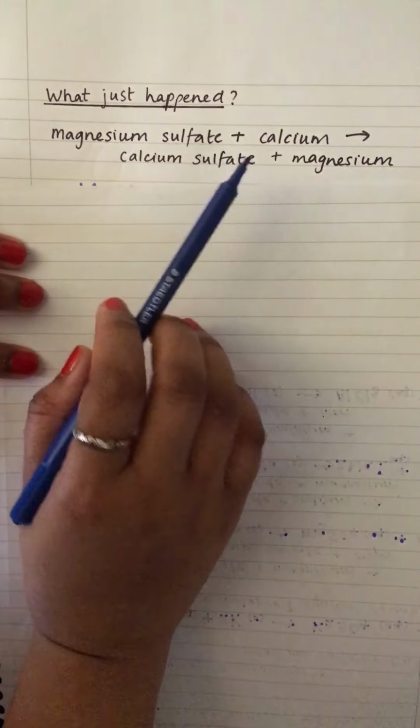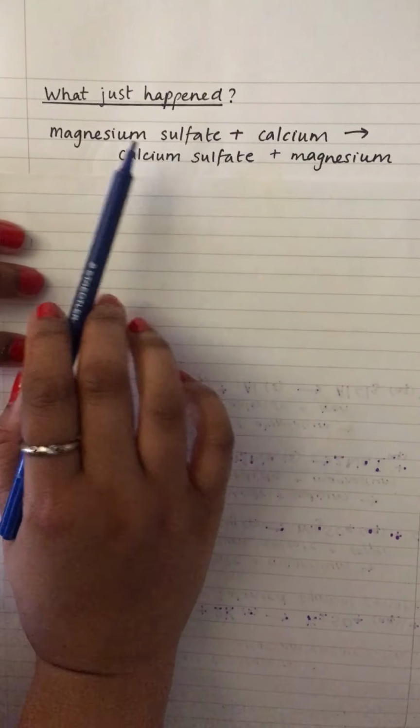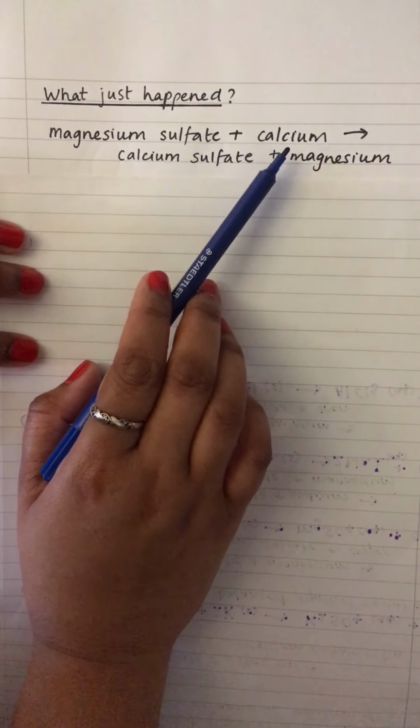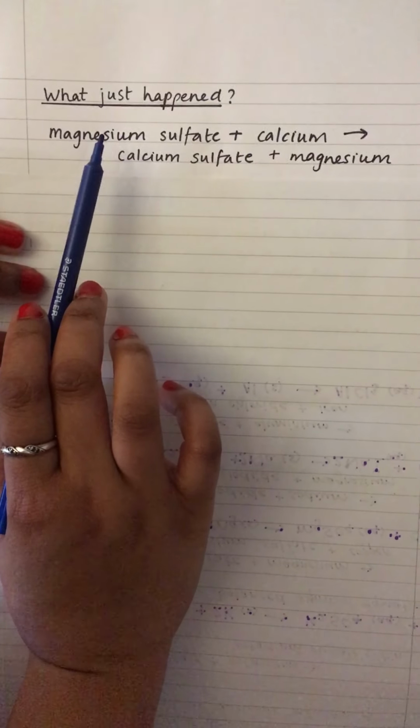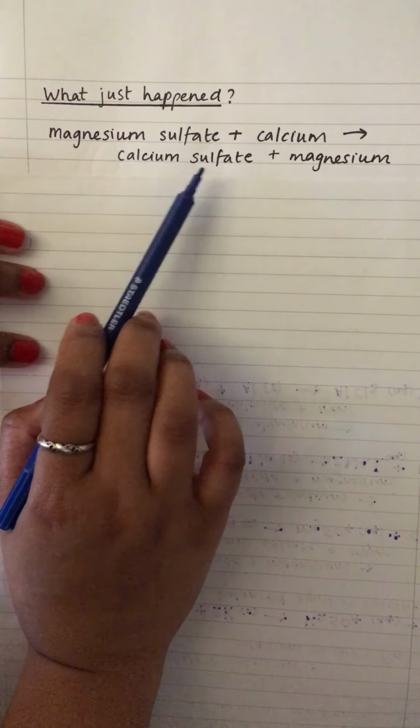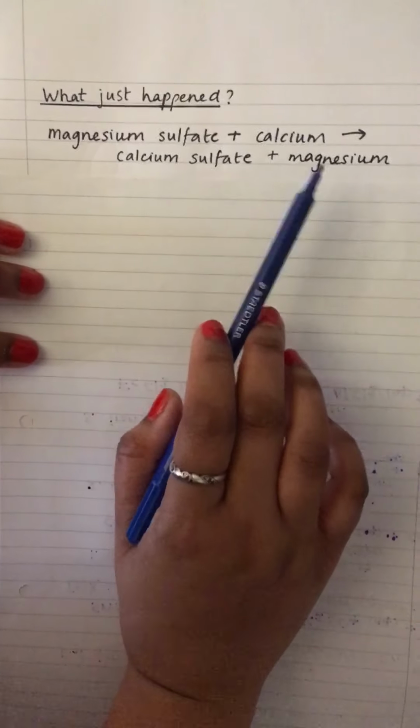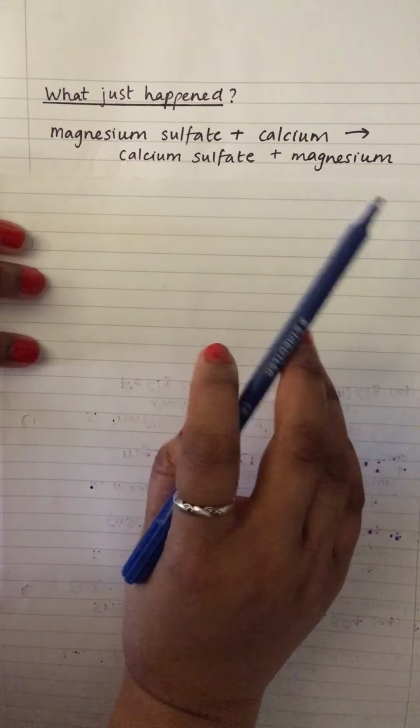Magnesium was bonded to sulfate. When calcium came along, calcium displaced magnesium from the compound and bonded with the sulfate. And as a result, magnesium was left alone. Okay.